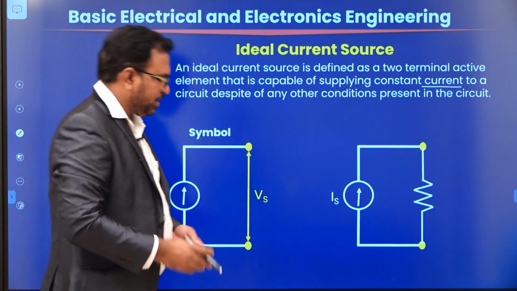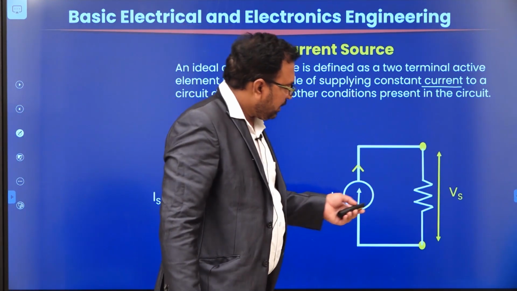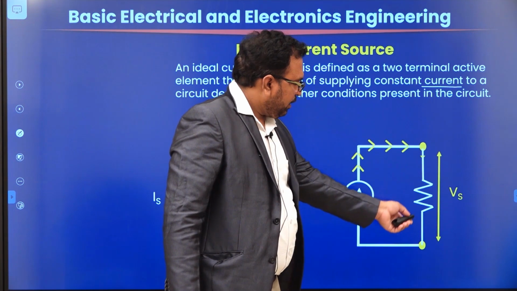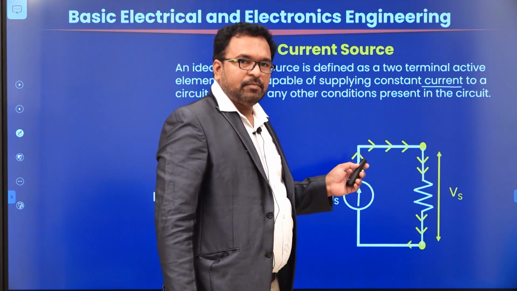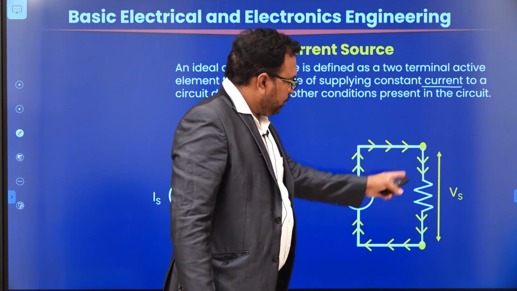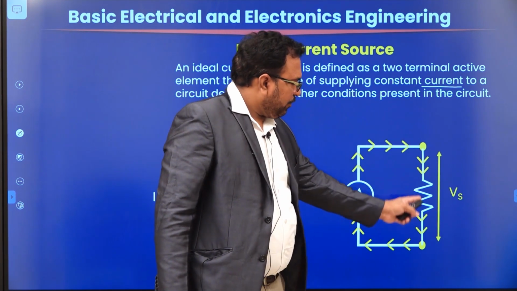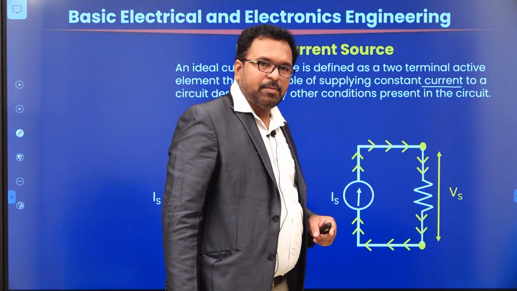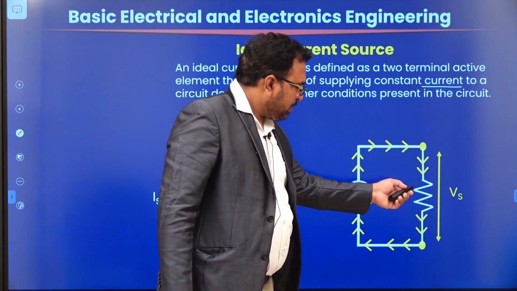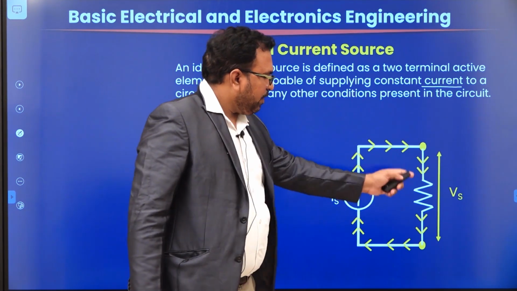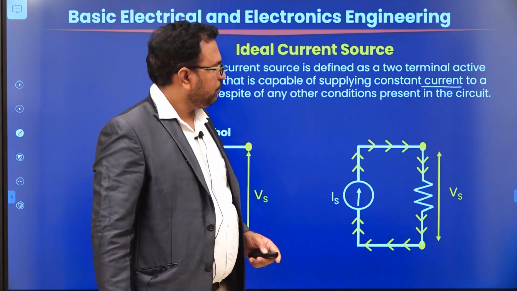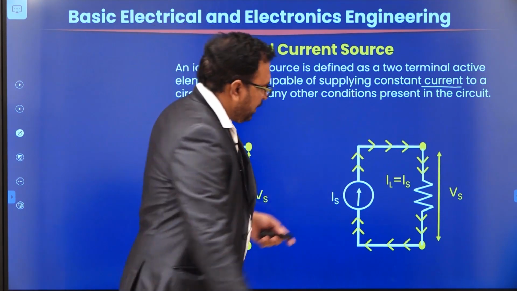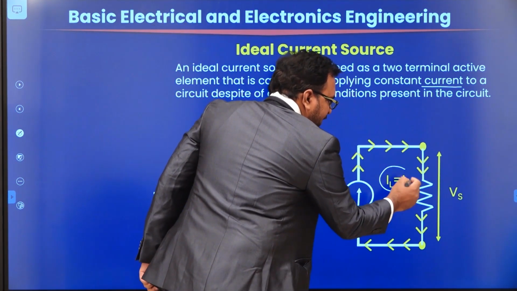Suppose I have connected a resistance here. If I vary the resistance value, then the current going through this will not vary. Okay. So if I connect a resistance, one constant current will flow here. Because of this current, the voltage will be established. But this current is not going to change when I vary the voltage. How? I am going to say IL is always equal to IS.